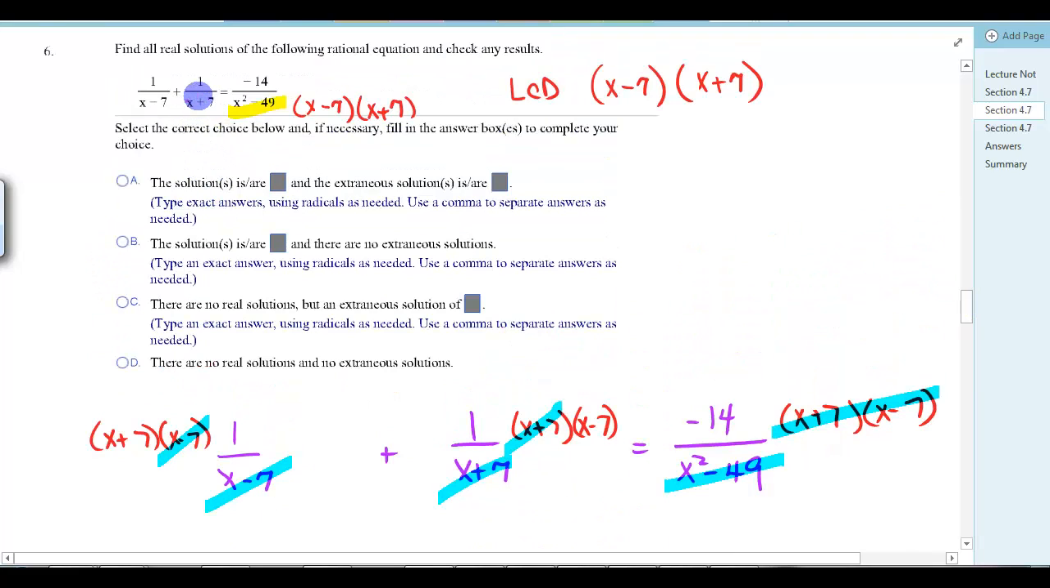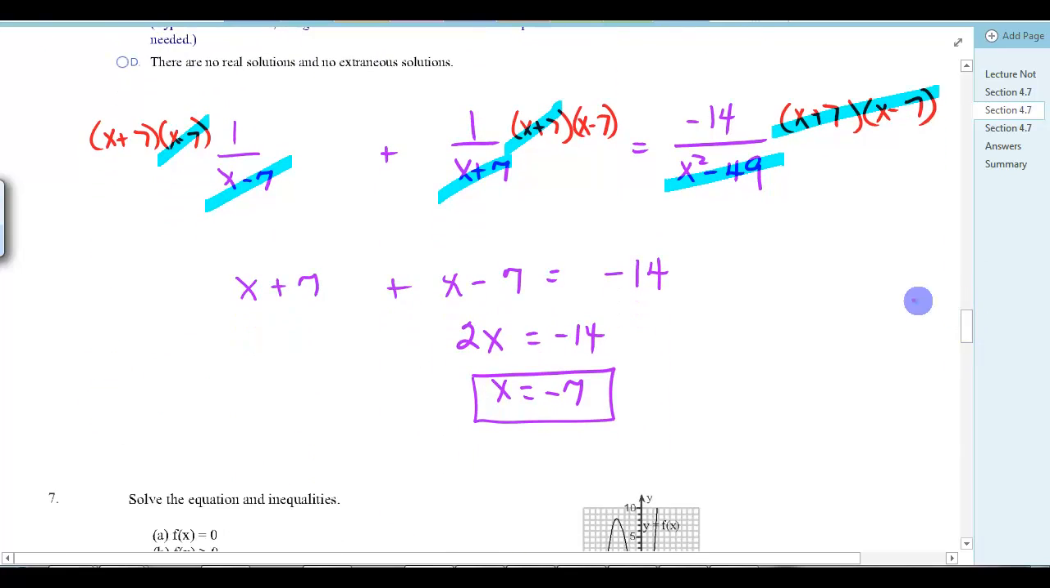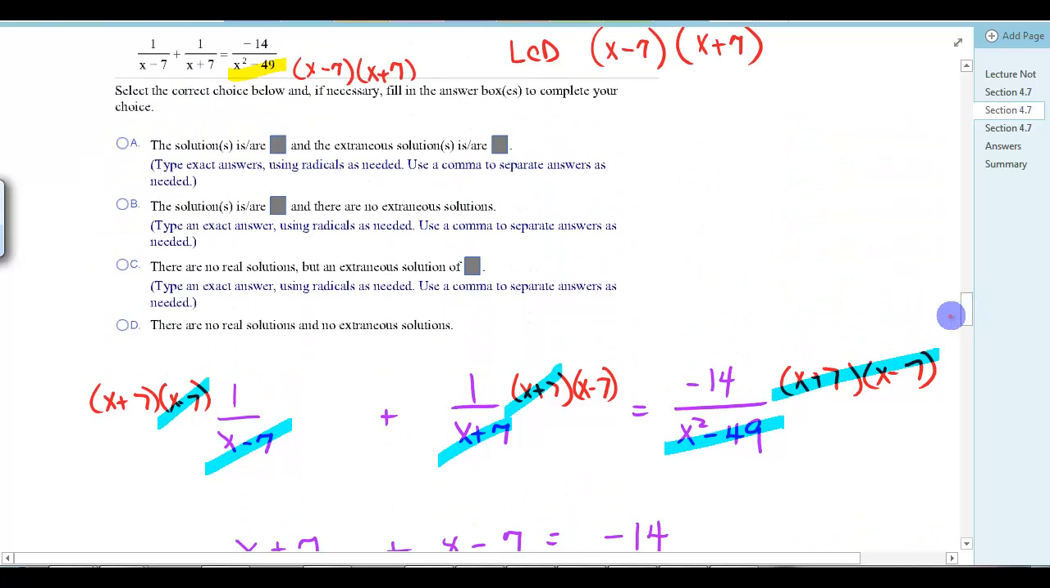All right, let's look at the bottom of our expressions. If I have negative 7 and I plug it in for this one, or this one, I'm going to end up with a 0 on the bottom of a fraction, which does not work. So if it doesn't work, then this is a root, but it's extraneous. We solved for it, but when you check it, it doesn't work. So up here, our solution is going to be there are no real solutions, but an extraneous solution of negative 7.